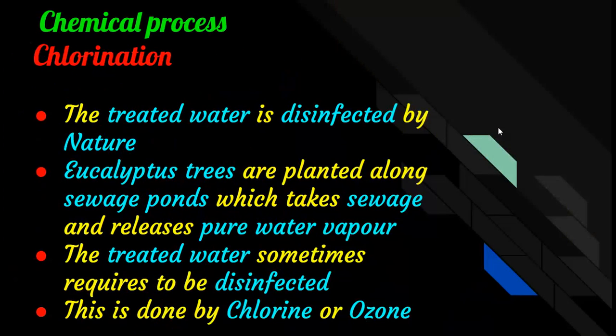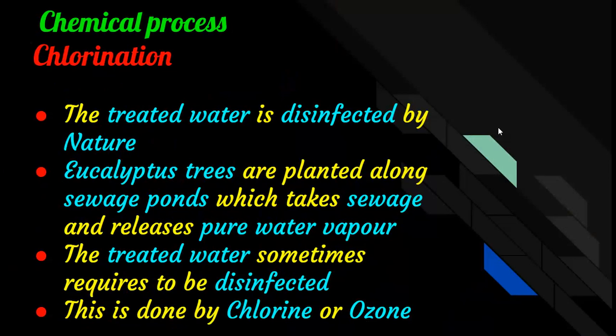And the last process is chemical process. This chemical process consists of chlorination. The clarified water now has a very low level of organic material and suspended particles. The clarified water is disinfected using chlorine or ozone to kill the bacteria and germs present in the water. The treated water is now safe and is discharged into water bodies.